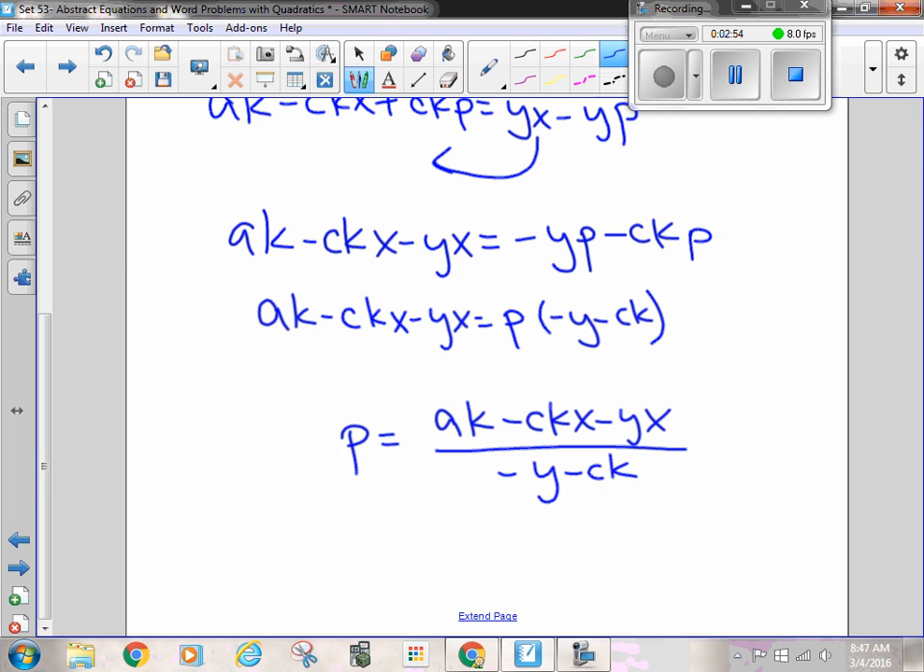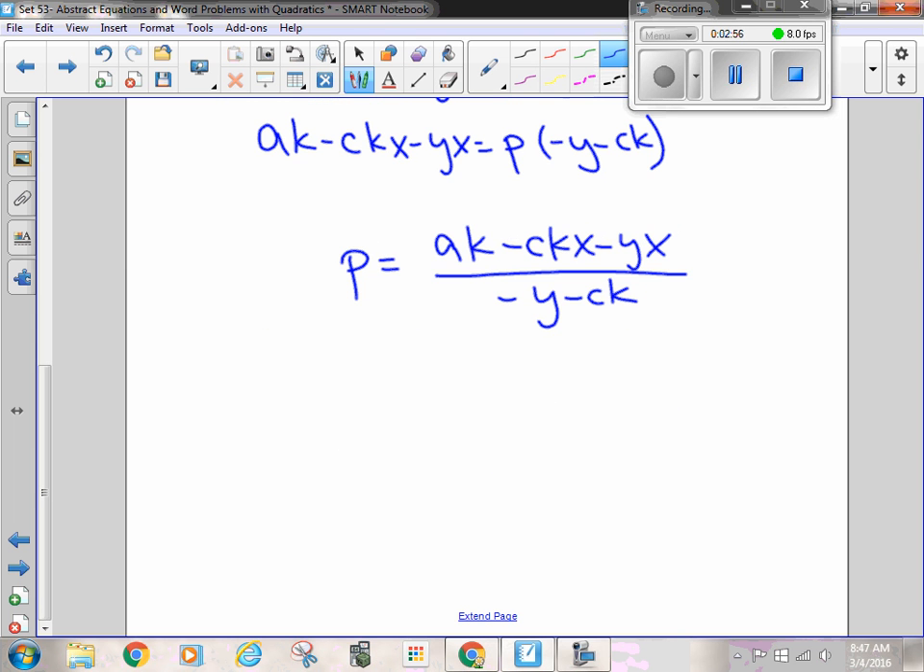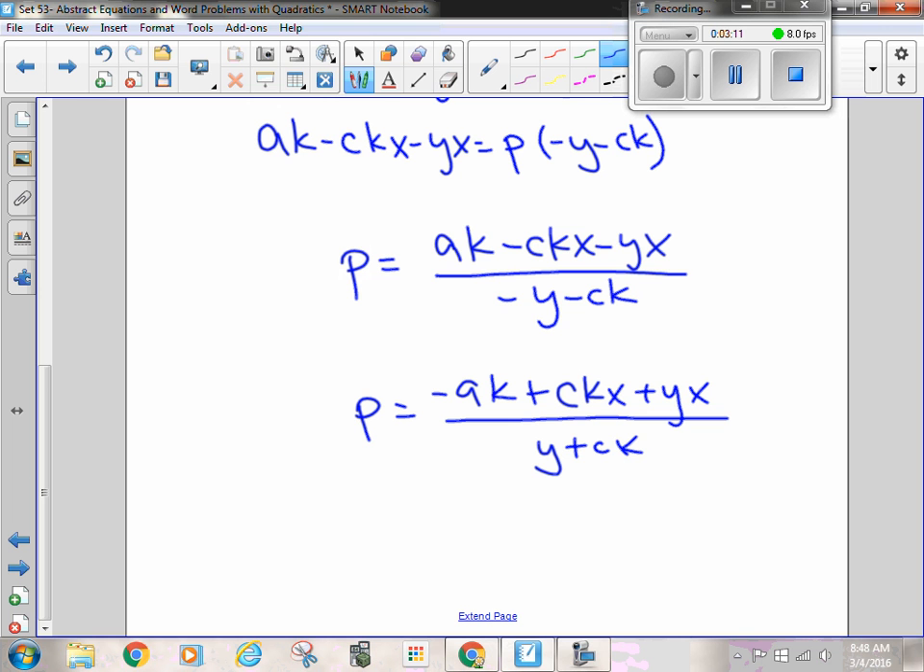And if you want to pull the negative out of there so it's not in the denominator, you get P equals negative AK plus CKX. Everything just gets changed for signs in the top, and the bottom becomes Y plus CK. All right, so again, nothing terribly difficult or new, it's just adding a little bit to it.